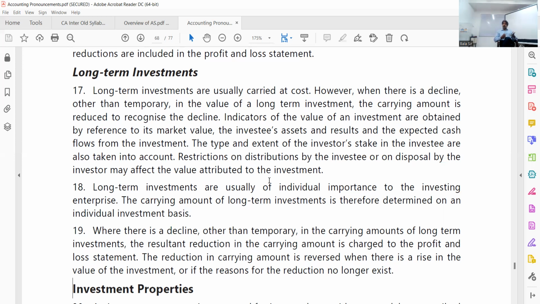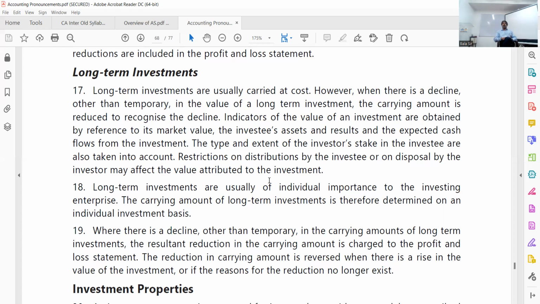So, based on determining the fair value, consider all these factors: the market price, the assets of the investee, the results of the investee, the expected cash flow from investments, and any restriction on distribution by the investee, and any restriction on disposal of our investments. All these will affect the fair value of the investment you're holding. Got it? And that is all para 17. Para 19 is very clear. Any reduction will be taken to the profit and loss statement.